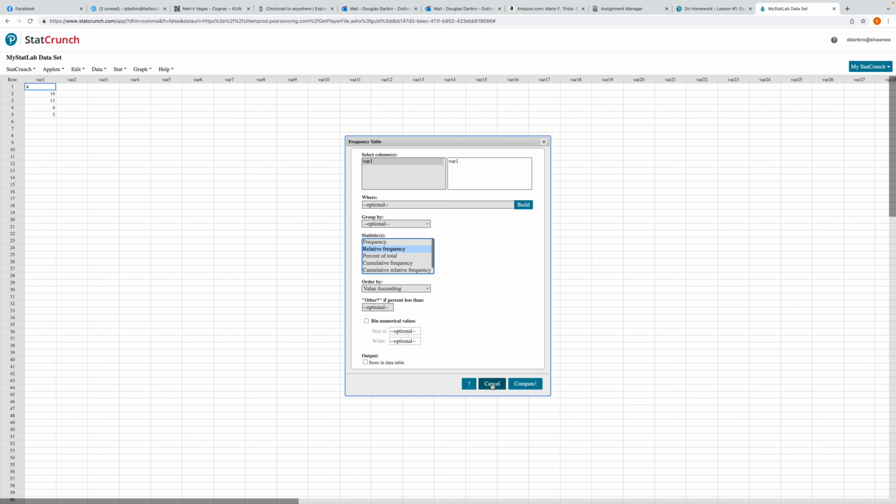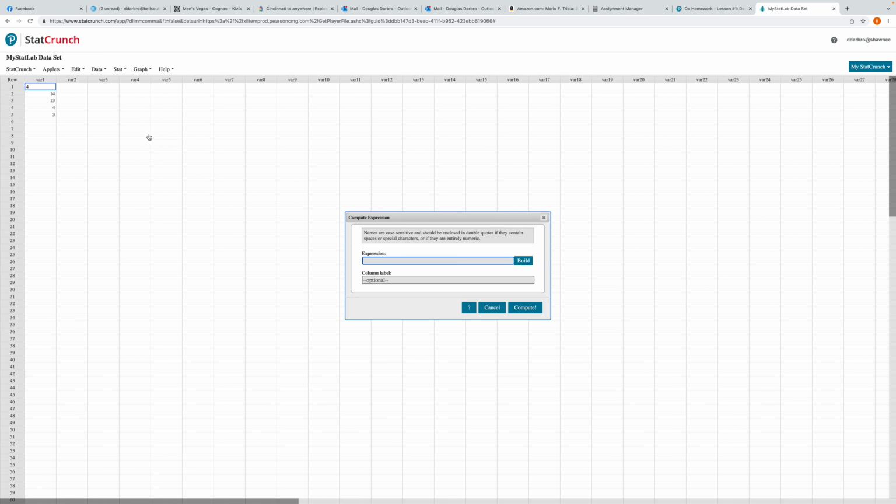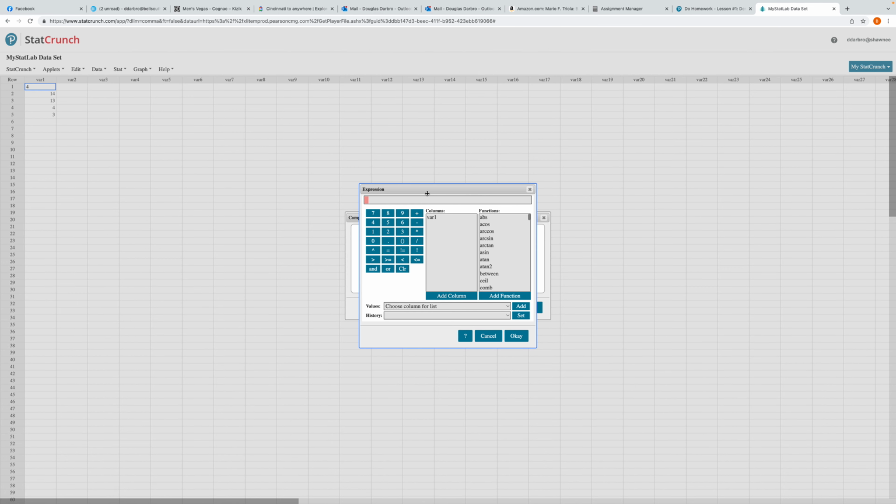You know what? That's not going to do it. We have to take a different approach here. Let me tell you what we have to do. We have to build an expression. So to do that, I need to come to compute and go expression. So what I need is my variable 1. So I'm going to go to build, and I'm going to go variable 1, which is the variable name, right? var1. And I need to divide that by 38 and then multiply it by 100 to get it into a percentage.